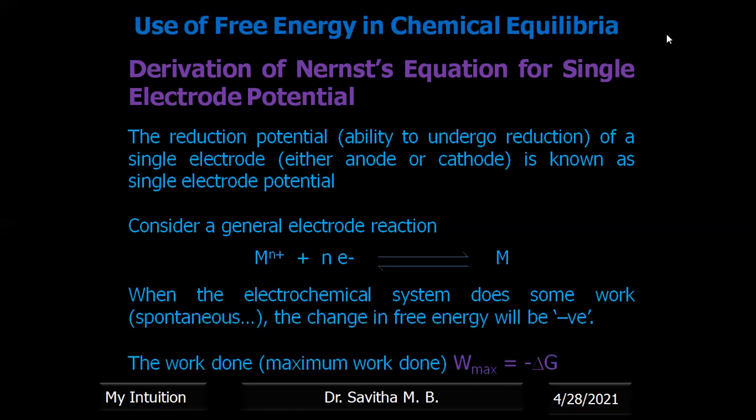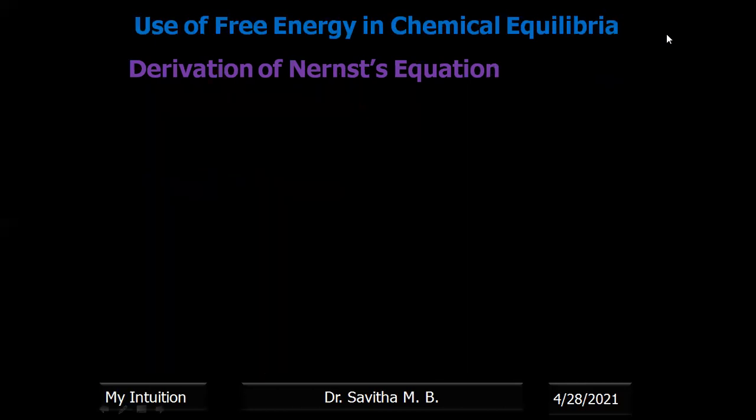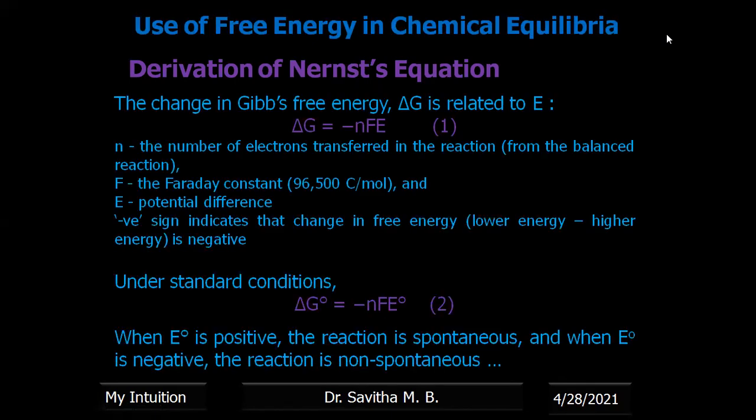When any work is done, the maximum work can be obtained when delta G, that is the free energy change of a system, is negative. We know that delta G should be negative for a spontaneous reaction. If it is positive, it is a non-spontaneous reaction. So the more negative the delta G is, the more work can be done by the system. Taking this concept, we can derive the Nernst equation.